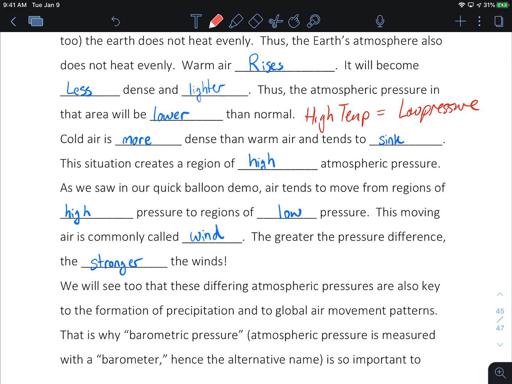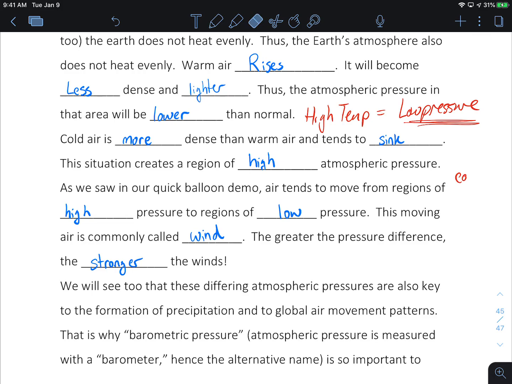This moving air, so air tends to move from regions of high pressure to regions of low pressure. So this moving of air is commonly called wind. The greater the pressure difference, the stronger the winds. Remember, high temperature is the low pressure region. So we will see that air goes from a place where it's cold. The cold air will roll in to zones where it's warmer.